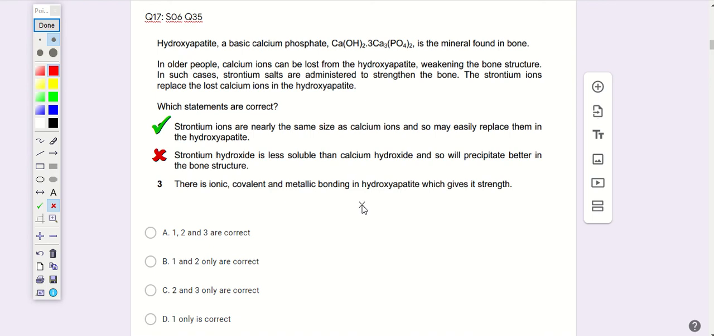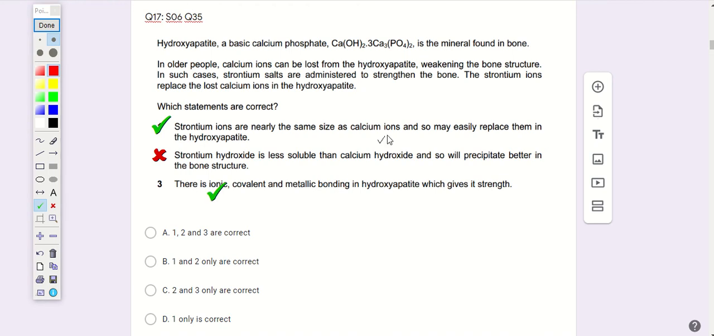Now, number 3, there is ionic, covalent and also metallic bonding in hydroxyapatite, which gives it strength. Now, you look at this formula. Calcium hydroxide is an ionic compound. So there is ionic bonding between calcium ion and hydroxide ion. Then here we have calcium phosphate. Again, you have ionic bonding between calcium ion and phosphate ions. So there is ionic bonding, correct?